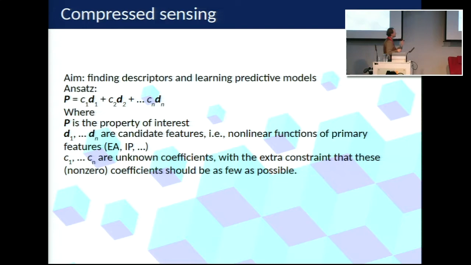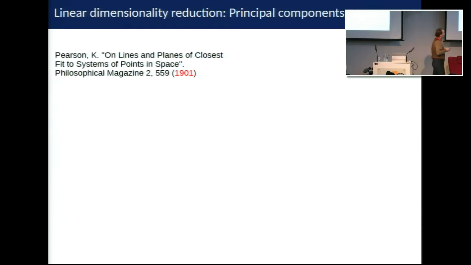And in this expansion, we are specifically after a solution such that the number of coefficients in the expansion that is different from zero is as small as possible. Now, this looks like dimensionality reduction. I show here because I'm pretty sure it will not be shown later. Principal component analysis is one example of dimensionality reduction, and I want to show what is the pitfall here.